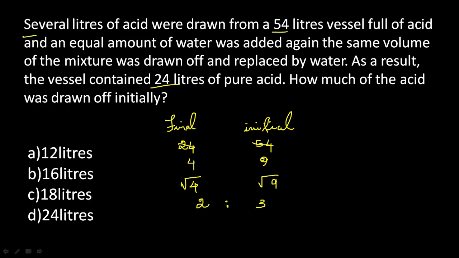Now this 3 units is the initial, so it is 54, so 1 unit will be 18 liters. Now the question: how much of the acid was drawn off initially? The difference is, initially it is 3 units, and after taking out it has become 2 units, so 1 unit is 18 liters. So 18 liters of acid is drawn off each time.